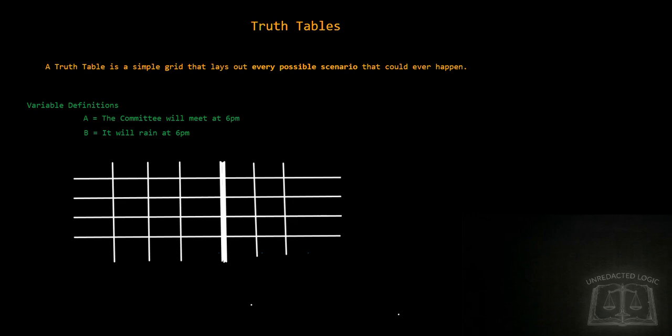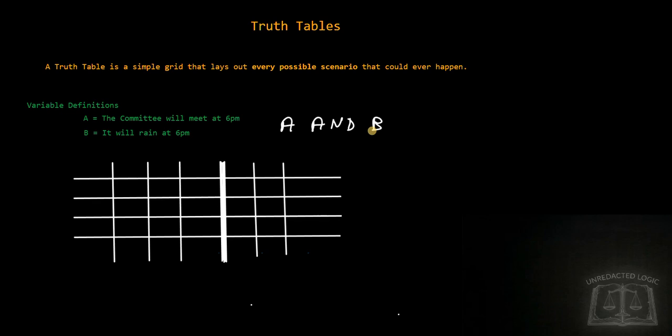So we'll define two variables. A, the committee will meet at 6 p.m. B, it will rain at 6 p.m. And we'll explore the statement A and B. Okay, so what we do in a truth table is we have to first set the stage by mapping out every possible scenario. When you're dealing with two variables, there's four scenarios. A could be true or false, B could be true or false. I'll start listing the scenarios out.